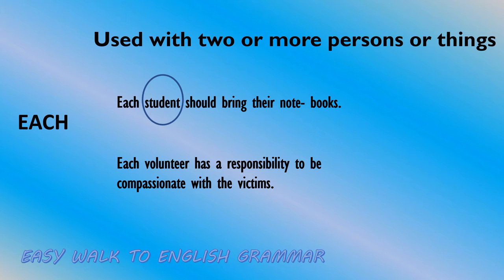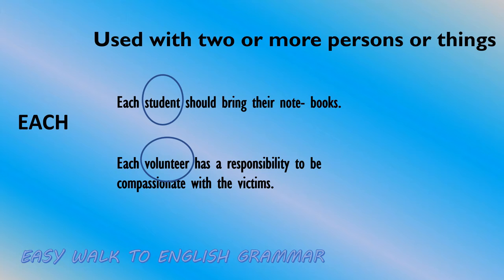What can we conclude from this? We can conclude that after the determiner each, we can only use the singular form of the noun. Likewise, you can see here also, we used volunteer, which is the singular form of the noun, and its plural form is volunteers. And it has now become certain that after the determiner each, we are supposed to use only the singular form of the noun.